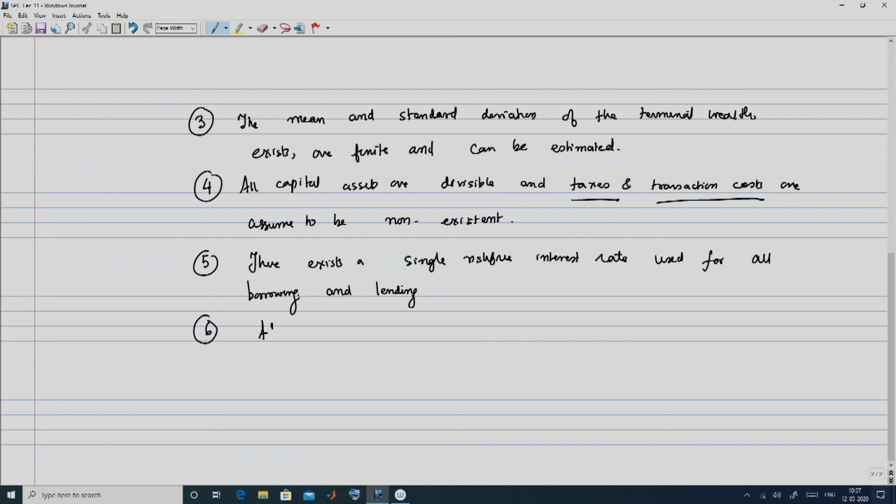6. All assets, including human capital, are marketable.